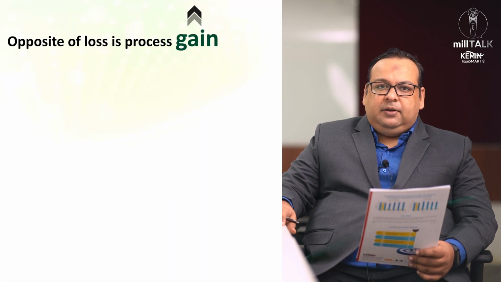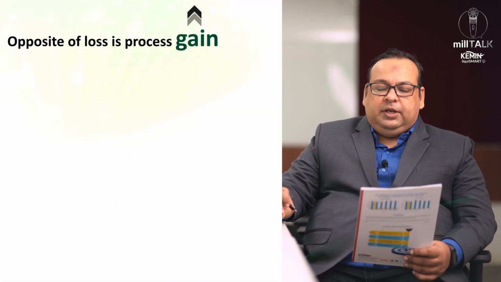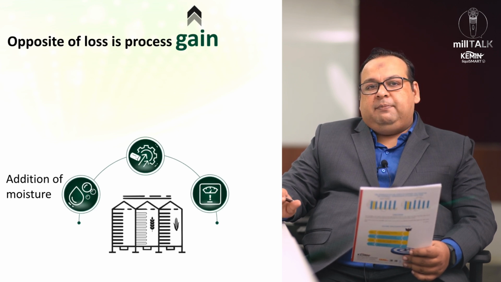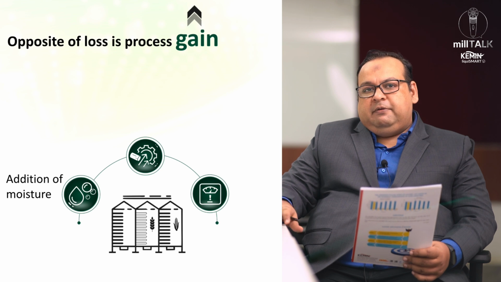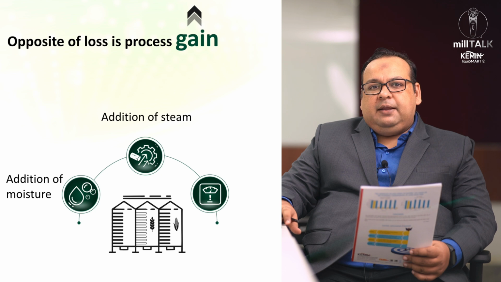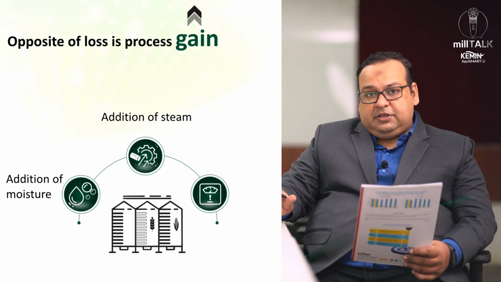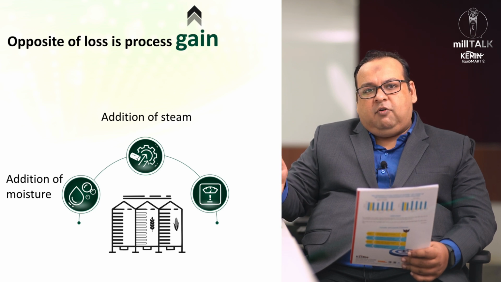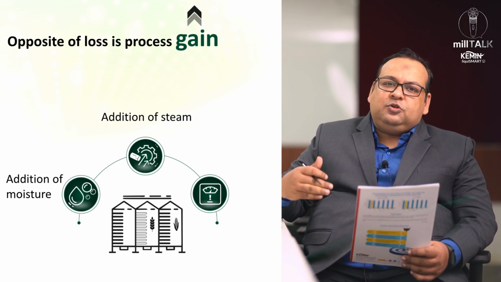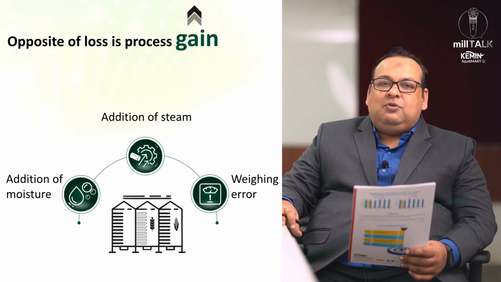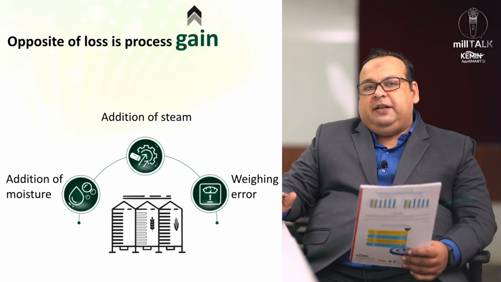The opposite of shrinkage is gain, and this happens when moisture is added during the process. Moisture addition at the time of mixing, for optimizing the moisture in the feed matrix, is a gain. Addition of moisture at the time of steam conditioning is also a gain. Sometimes moisture migrates from the environment to the bag, and in that case also gain happens. And sometimes error in weighing also causes gain in overall feed weight.